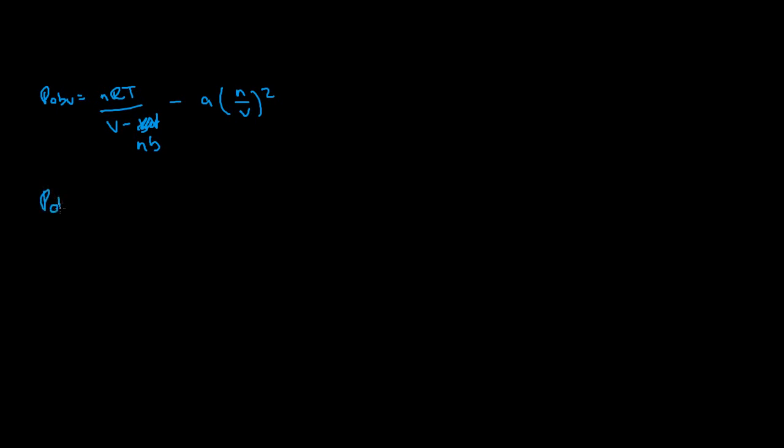Multiply both sides by V minus nb, and I get pressure is equal to nRT minus a n V squared times V minus nb. Yeah, well, that's what happens when you get distracted from things. This is one term. I'm going to add it to the other side.